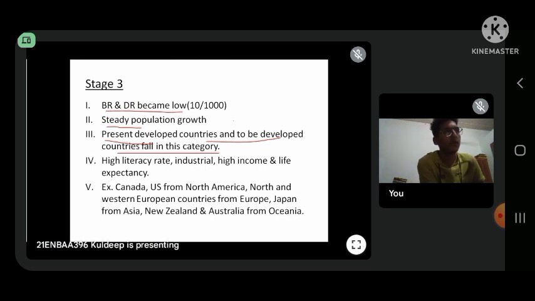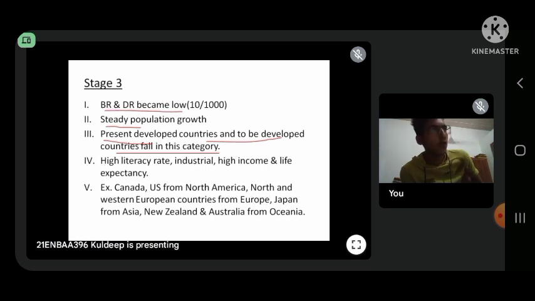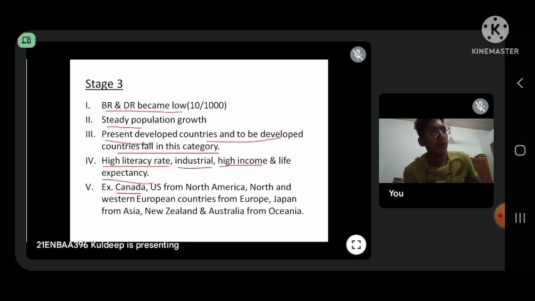If we talk about the socioeconomic conditions, a high literacy rate is found in this stage. Agriculture is not that much; they have gone industrial. The per capita income is high, and the life expectancy is also high. Examples are Canada and the US from North America, the North and Western Europe countries from Europe, Japan from Asia, and New Zealand and Australia from Oceania. These countries fall in this stage 3.